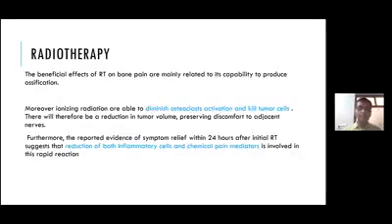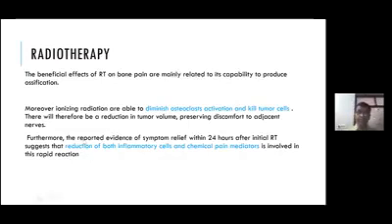Coming to the radiotherapy. Radiotherapy and vertebroplasty, as I've already explained, are to be used when there are solitary lesions. So radiotherapy comes into play. The benefits of radiotherapy on bone pain are mainly related to its capability to produce ossification. Moreover, ionizing radiation inactivates and kills tumor cells. Thereby they decrease the tumor volume and prevent the discomfort and pain of the adjacent nerves.